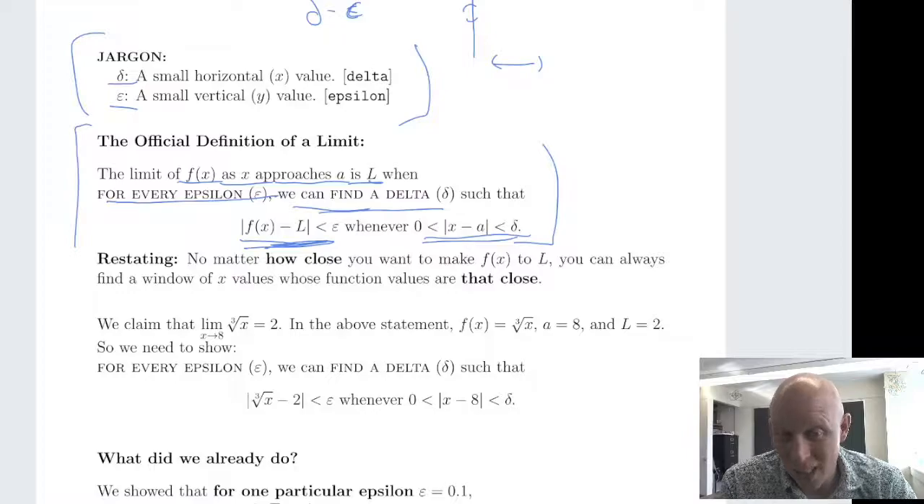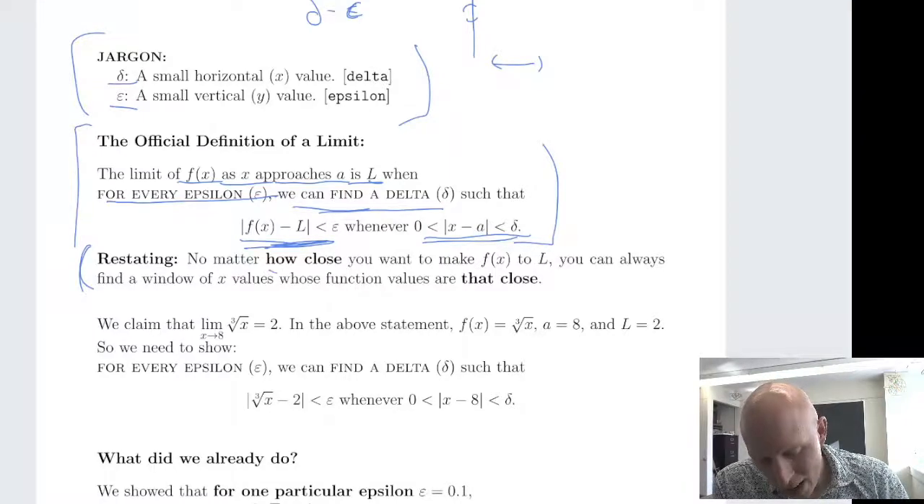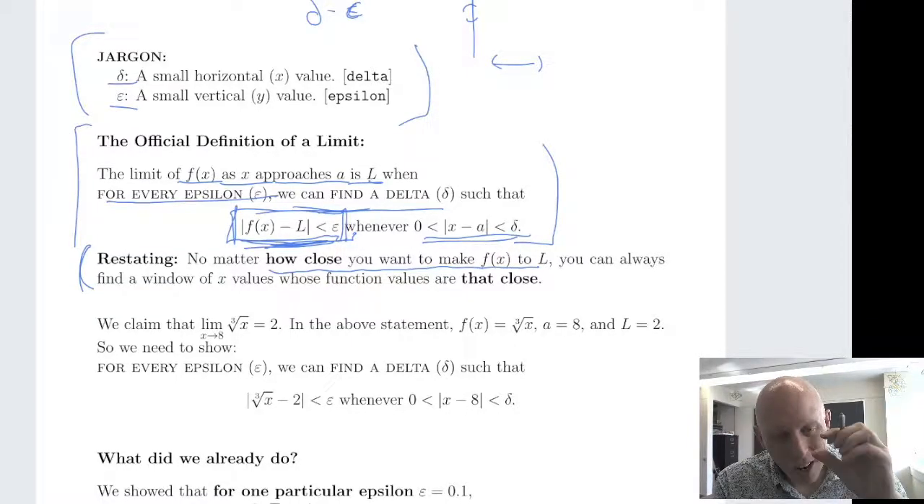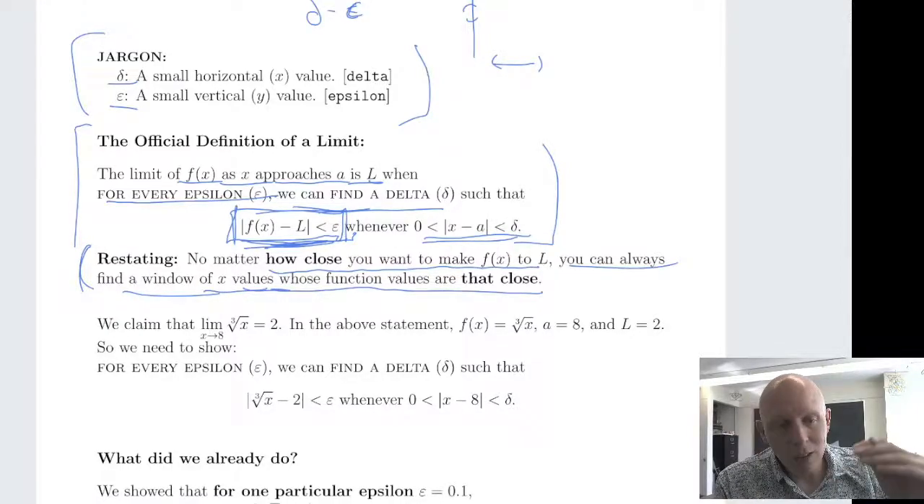So that's a lot, and that's a mouthful. You should read it multiple times to see what it's saying. And if we're going to restate that, what it's saying is, no matter how close you want to make the function value to L, no matter how close you want to put that window on the y-axis, you can always find a window of x values whose function values are that close.